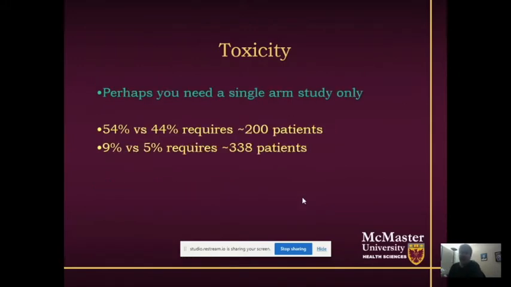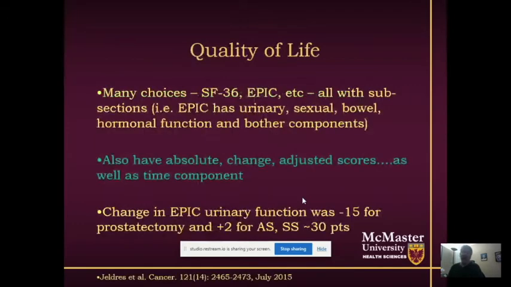Now, alternatively, if you're only looking at toxicity, perhaps you don't need a randomized trial, you only need a single-arm trial. Again, this could vastly affect the sample size that you're looking at. Using the same estimates in terms of the toxicity rates, you may only need 200 patients or 300 patients, depending on the toxicity rate that you're actually interested in. So again, you can have vast differences in what this sample size would be, depending on what you're actually looking at. Now, toxicity isn't the only measure of quality of life or how things are going.